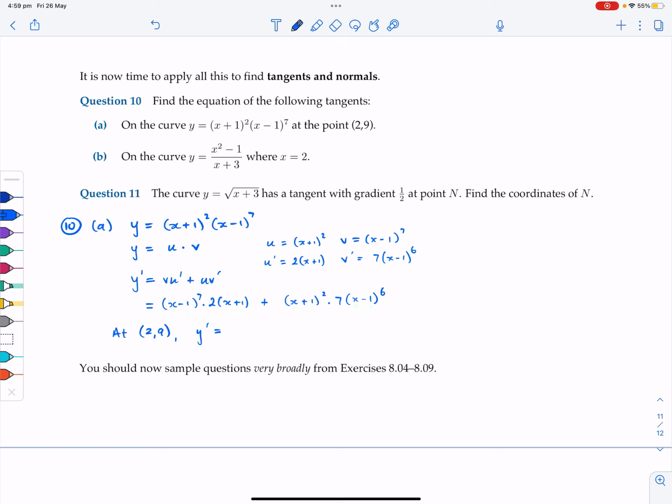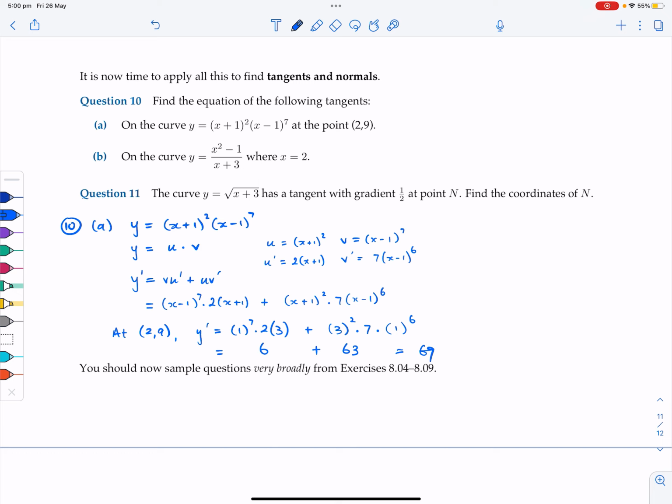So follow along. 2 minus 1, that's 1 to the 7 times 2 lots of, 2 plus 1 is 3. And then plus (x plus 1) squared. So that is 3 squared times 7 times, and then x minus 1 is 1 to the power of 6. Okay, you could do all this in your calculator if you like, but that is 6 plus 63. 3 squared times 7 is 63. So 69. So the gradient is 69.